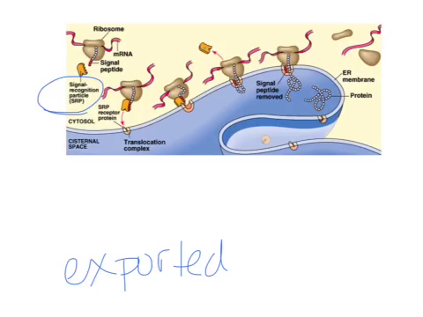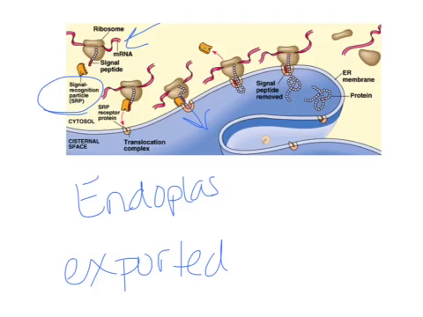So you can see translation is occurring here. The messenger RNA is threading into the ribosome. You can see the polypeptide chain elongating, and they will help guide that polypeptide chain into the endoplasmic reticulum. Okay, so this is my inside.